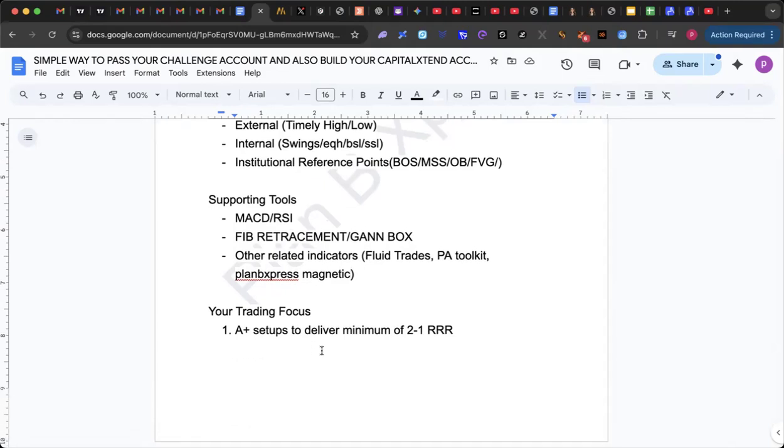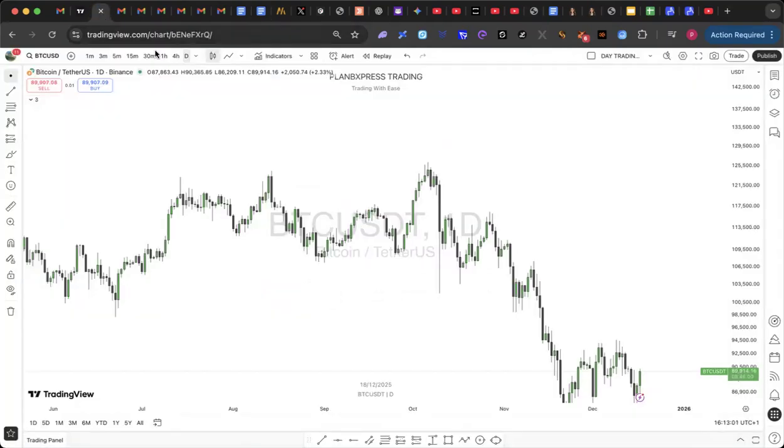What is your focus? Your trading focus, number one, is to find an A+ setup to deliver a minimum of 2 to 1 risk reward ratio. Now let's go through all the summary of what I've just mentioned.